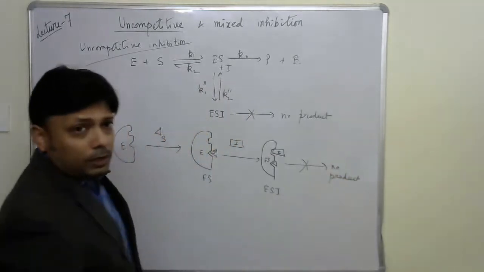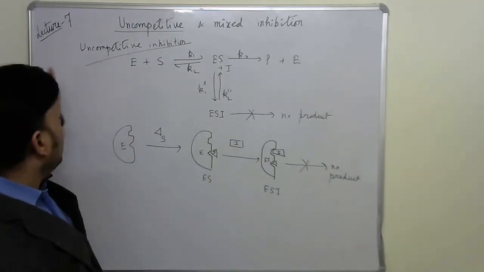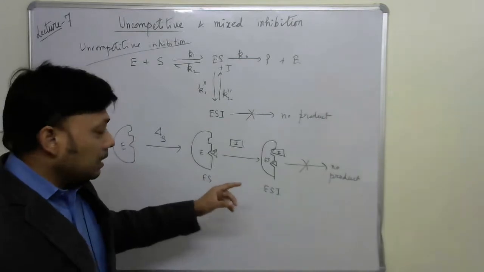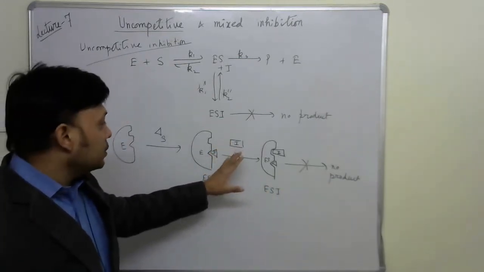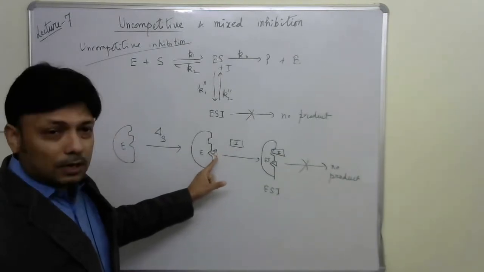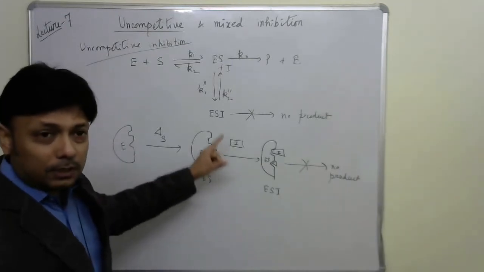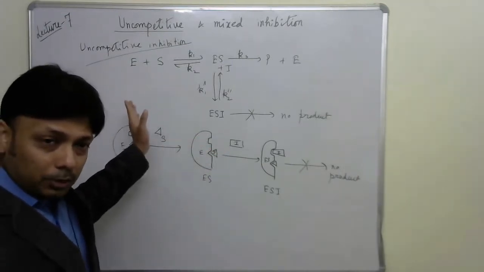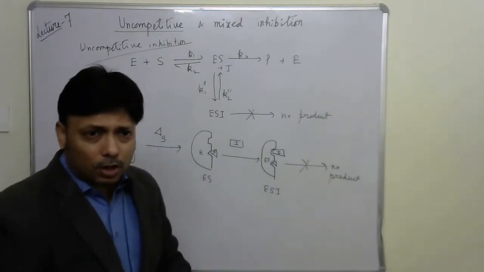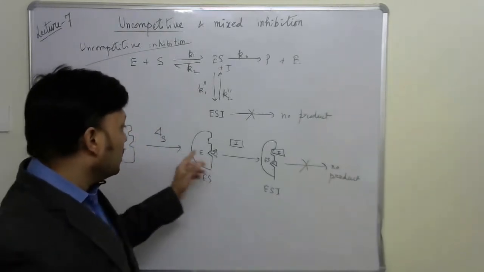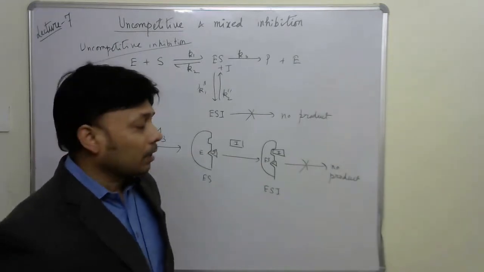So what did we learn? We learned that the major difference between the competitive and uncompetitive inhibitor is that the uncompetitive inhibitor does not compete with the substrate because it does not have a similar geometry to fit in the active site. But the other inhibitor that we learned in lecture number 6, we call a competitive inhibitor because it actually competes with the substrate, having similarity in geometry.